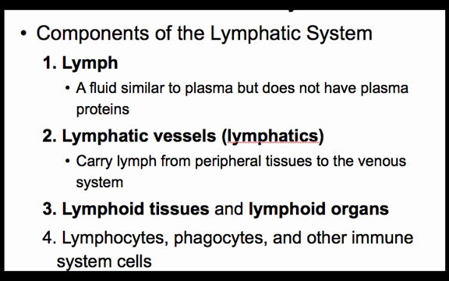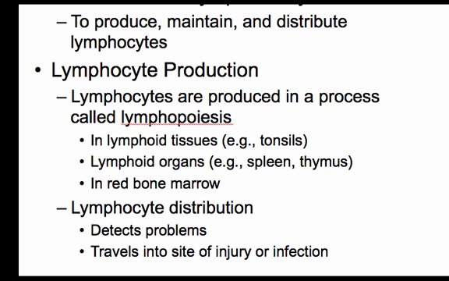The different components of the lymphatic system include the lymph, lymphatic vessels, lymphoid tissues and organs, and lymphatic cells, such as lymphocytes and phagocytes. Lymph is a fluid similar to plasma, but does not have plasma proteins. Lymphatic vessels are the vessels that carry lymph. Lymph eventually will be deposited back into the subclavian veins near the heart. The main function of the lymphatic system is to produce, maintain, and distribute lymphocytes.